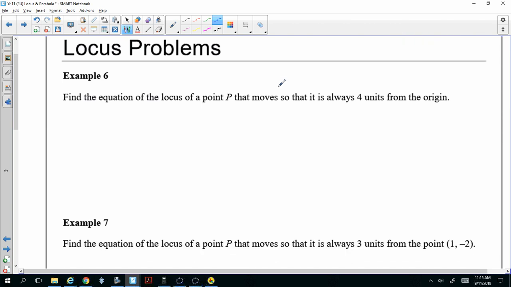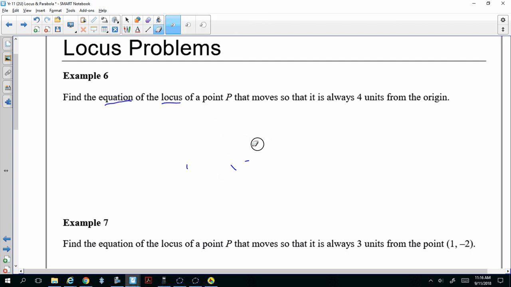At locus. What is locus? So look at this question. Find the equation of the locus of a point. It is different from the word locus, which is the insect. This is locus. Locus, locus. Okay?